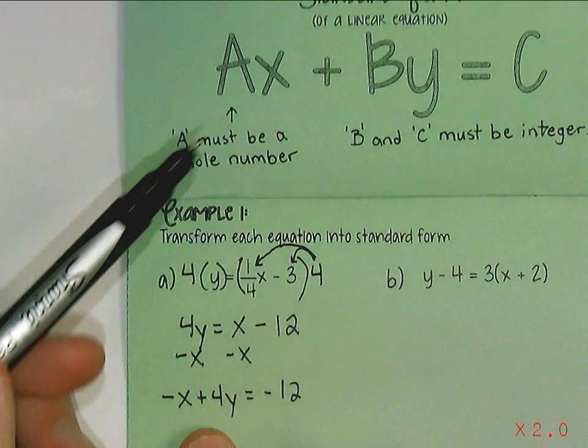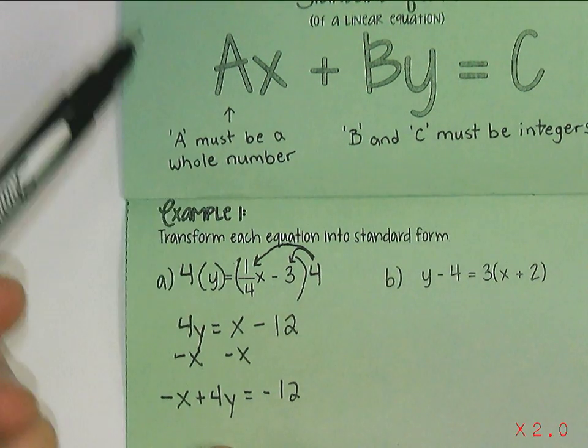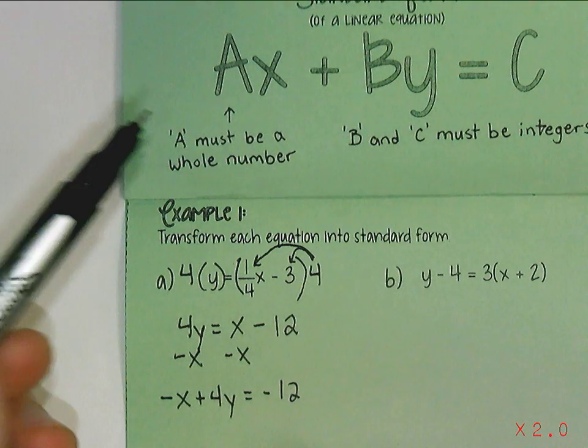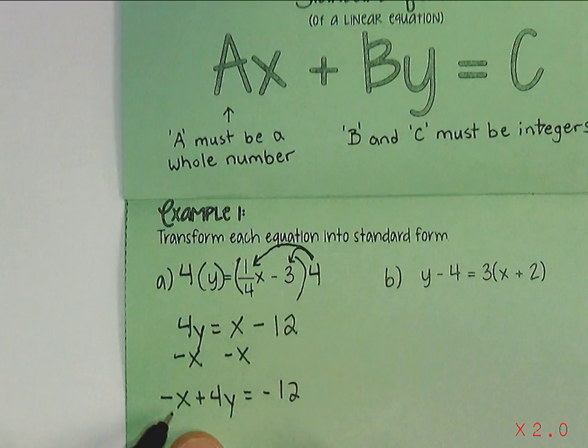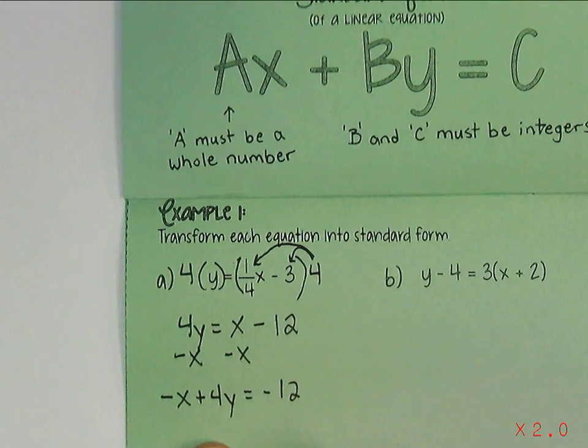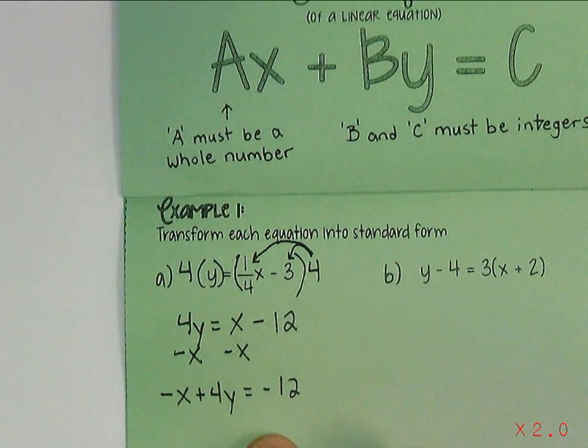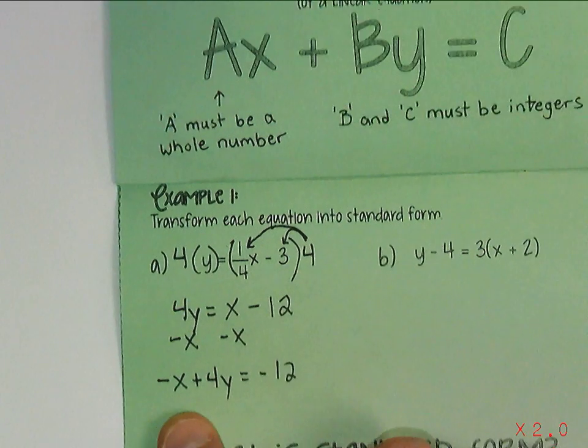Now we're almost there. This almost looks like ax plus by equals c, but as you recall at the beginning, I asked for the a to be positive. In this case, it's negative. So what I want to do is just divide everything by negative 1 in order to make this positive.